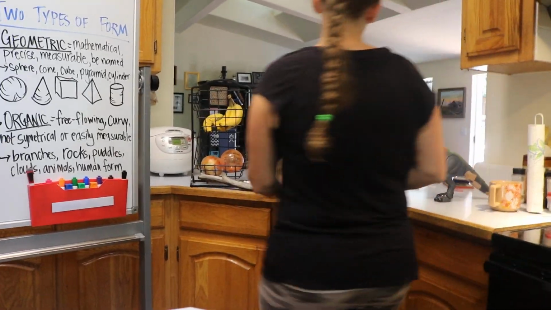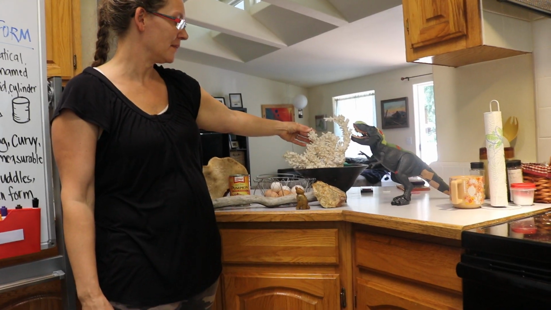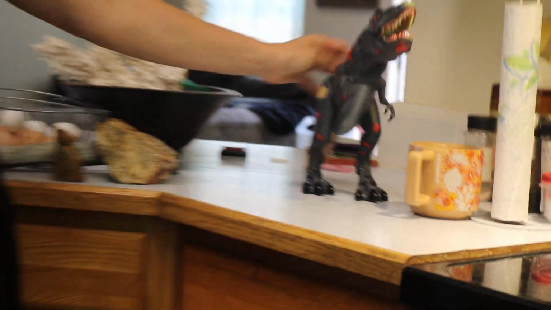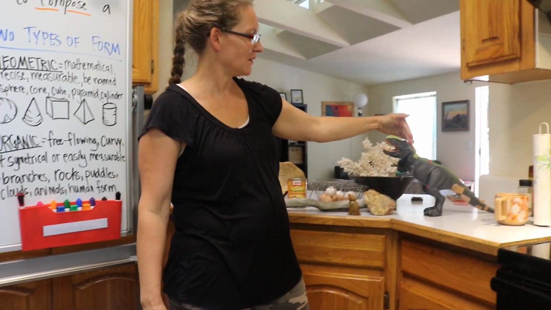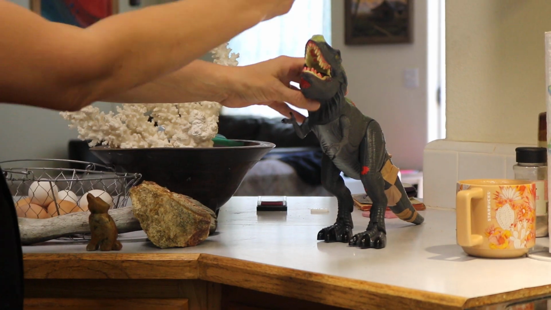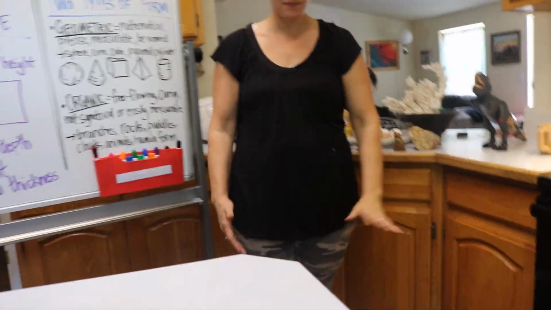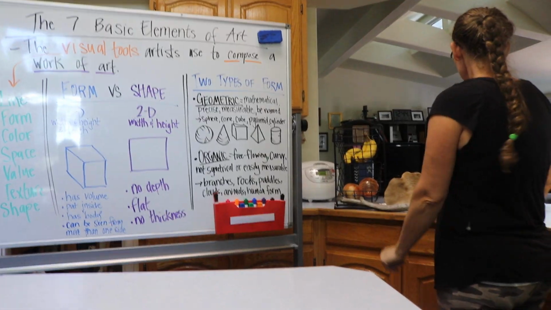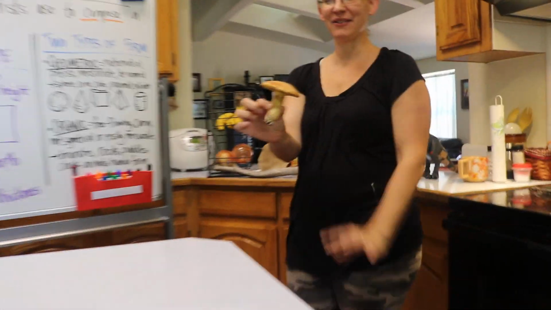This coral over here is a really cool example of an organic form. Animals. This poor destitute dinosaur that's had surgery on it is an example of an organic form. It's curvy. It could be symmetrical, just like people are kind of symmetrical, but we're free flowing. Oh, here's another good example of an organic form.